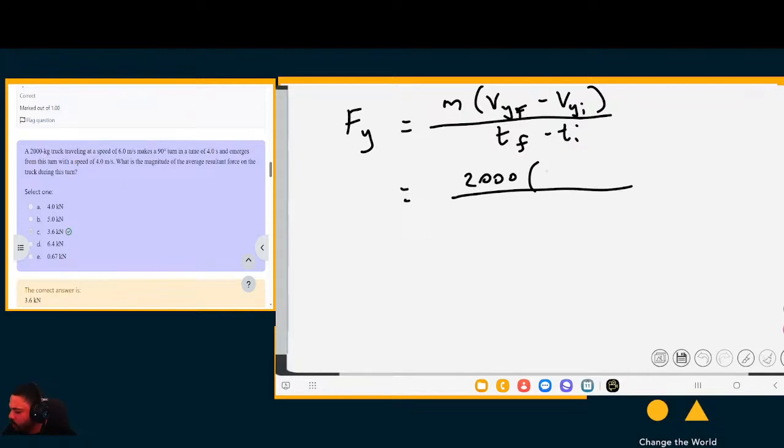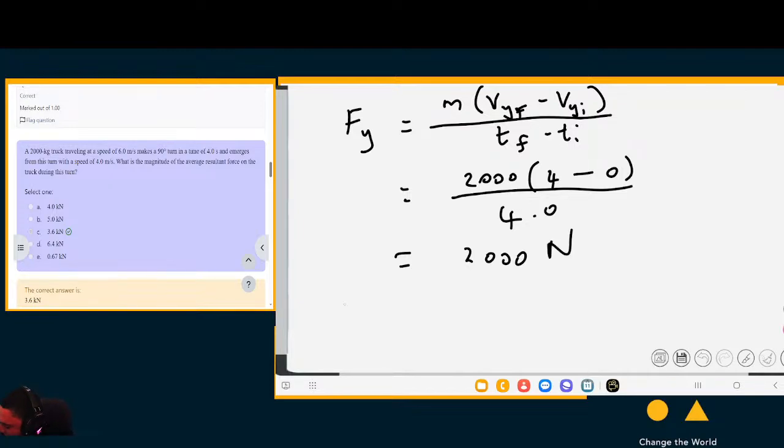The final velocity in the y direction is 4 meters per second. It comes out of the turn with 4 meters per second. Its initial velocity was 0 because initially it wasn't traveling in the y direction. So we divide by 4 meters per second. That gives us 2000 times 4. So that's basically 2000 newtons is the average force in the y direction.